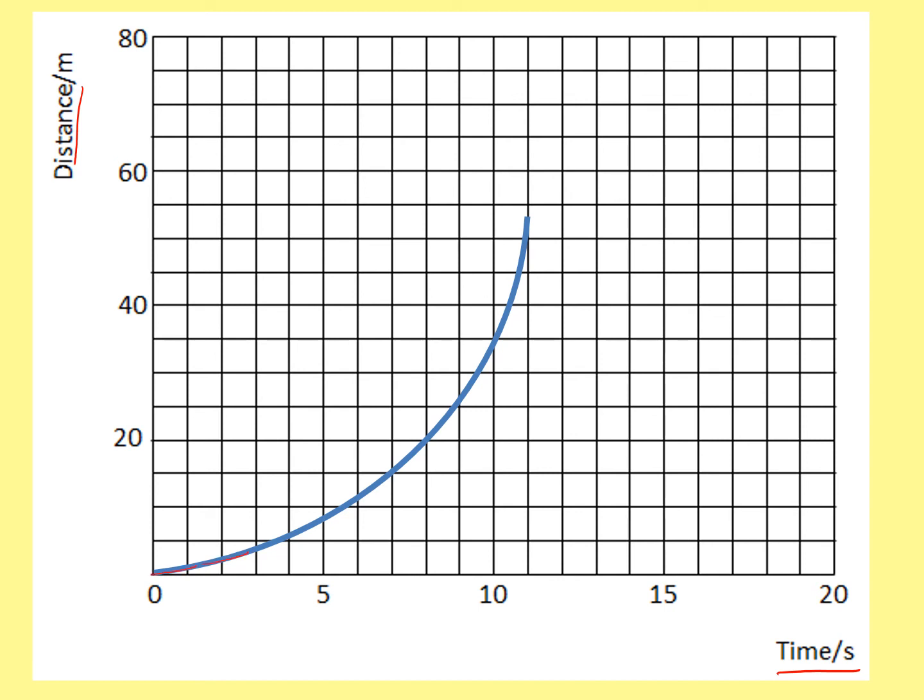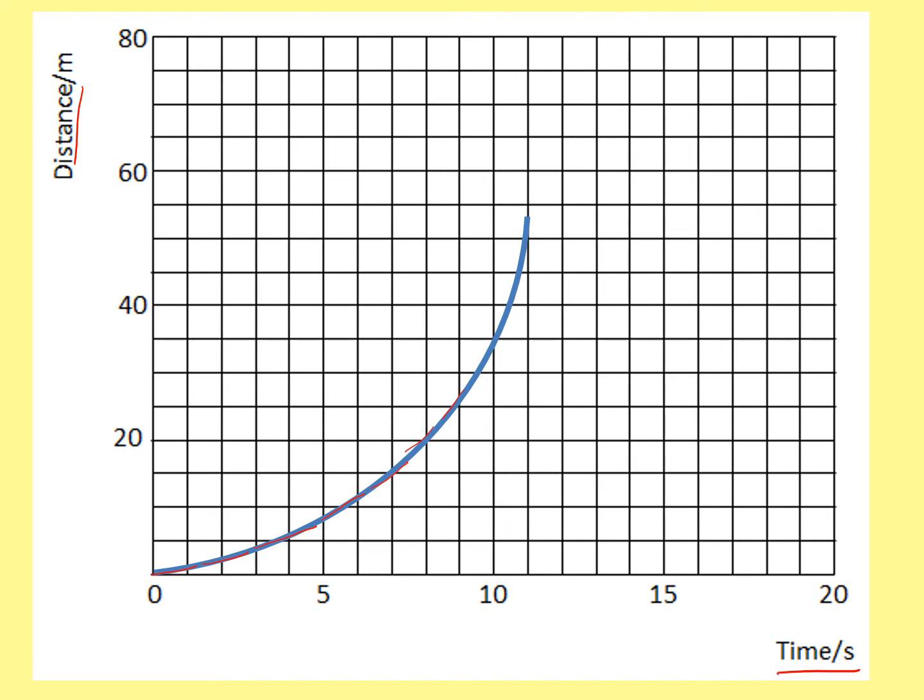So if you look at the red lines that I'm drawing, you can hopefully see that each line I'm drawing has a greater gradient. Each line I draw is steeper. And we know that the steeper the line, the faster the object is moving. So a curve shows acceleration.